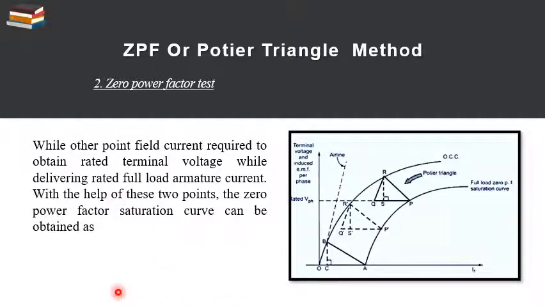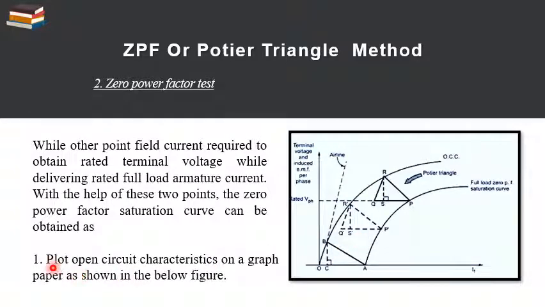The other point is the field current required to obtain a rated terminal voltage while delivering rated full load armature current. With the help of these 2 points, the zero power factor saturation curve can be obtained. So we will find these 2 points and join them, and we get the zero power factor saturation curve.